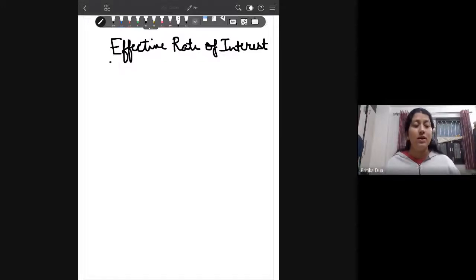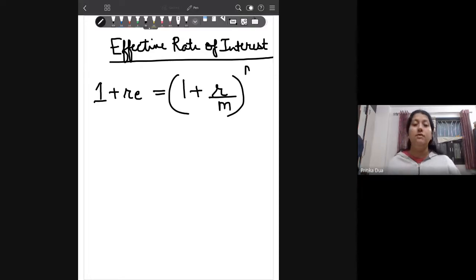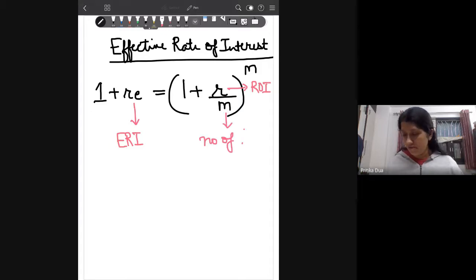Investment where compounding is done more than once a year. So as per the formula, this is the formula for the effective rate of interest, where RE is the effective rate of interest, R is the normal rate of interest, I'm writing this as ROI, and M is the number of times compounding is done in a year.